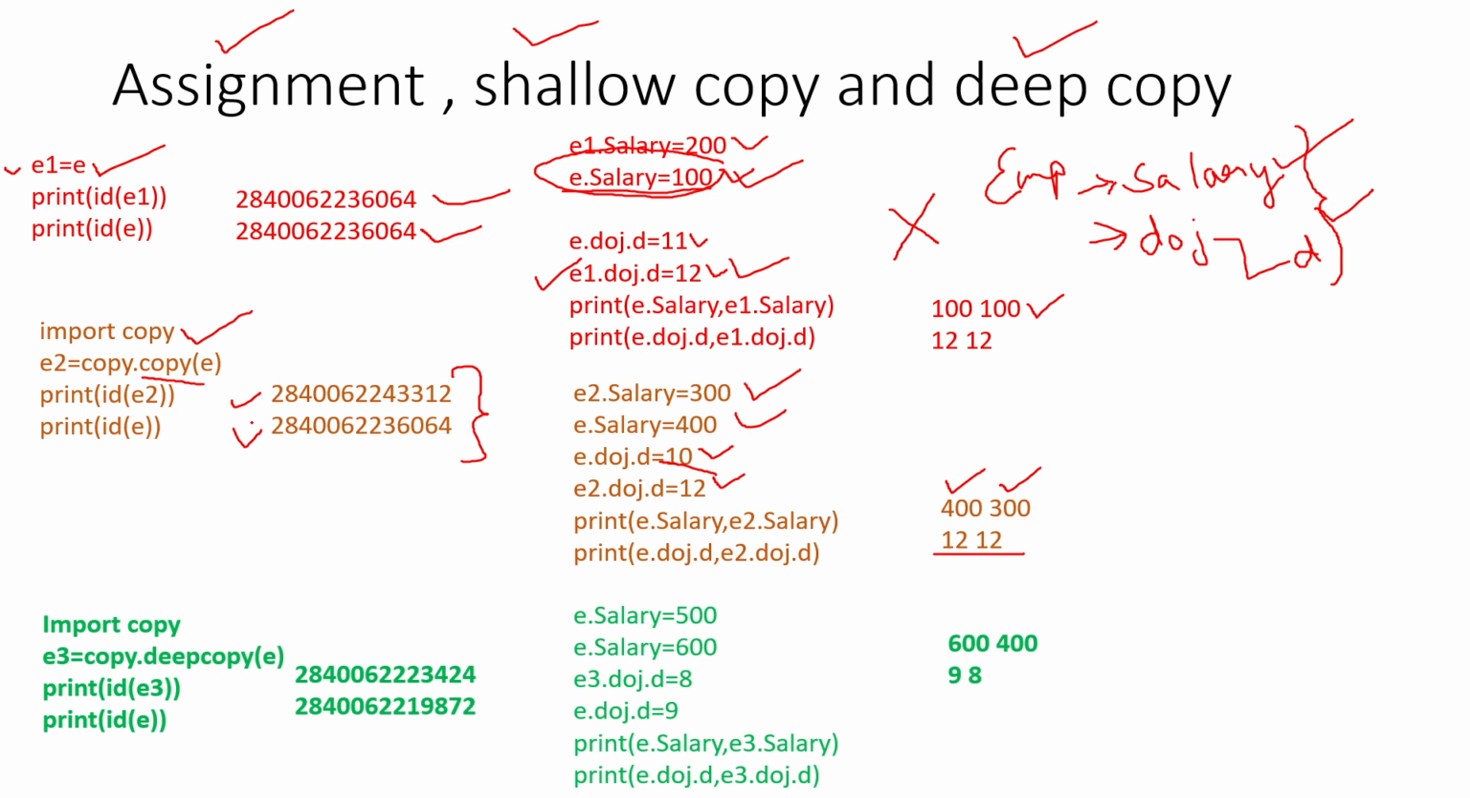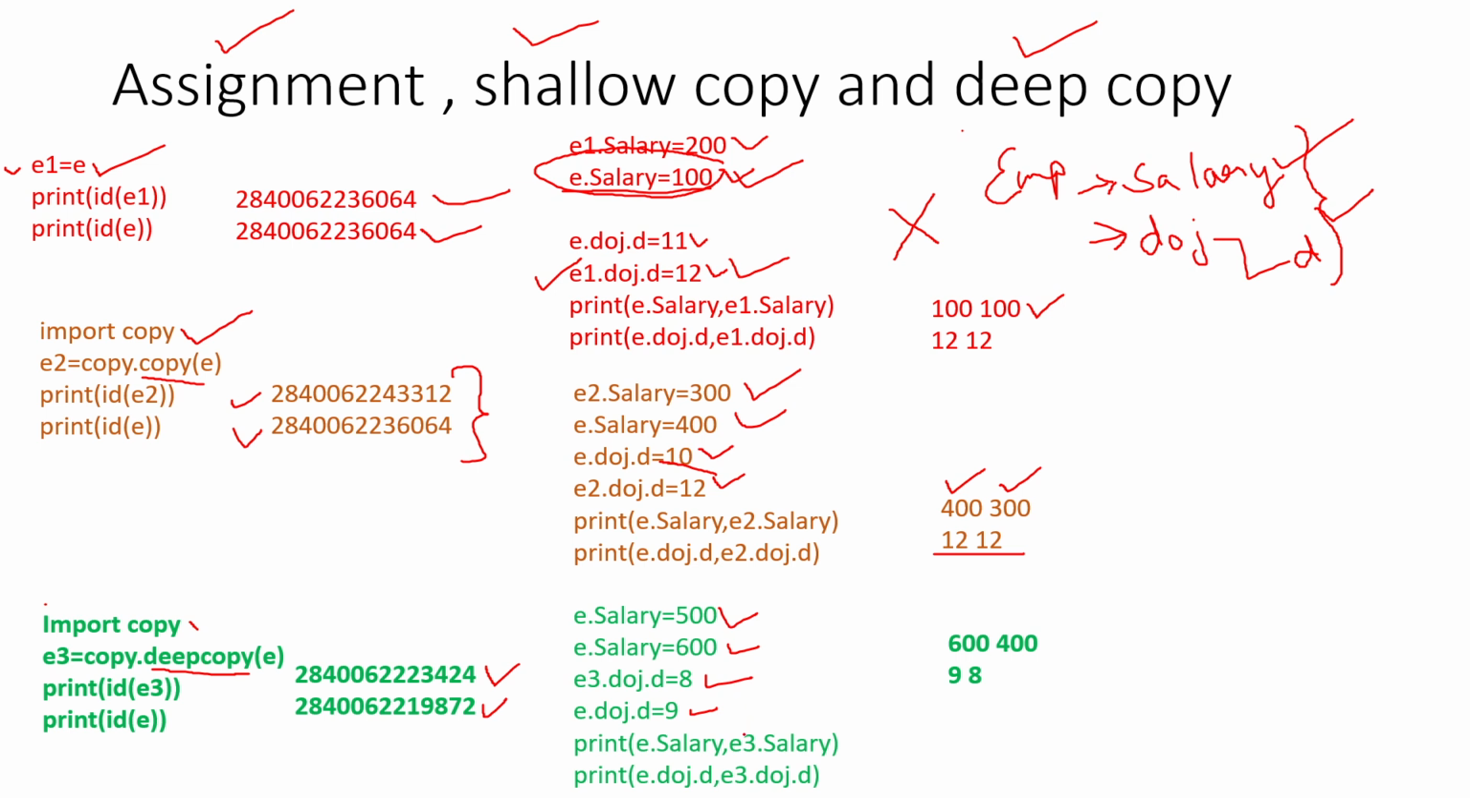So what is the solution? The solution is to safeguard that embedded object, you can use deep copy. Again, use the same import copy statement, but use the method deep copy. I'm going to create the deep copy of E in E3. So as before, both are different objects. Like earlier, I'm setting salary and date with different values.